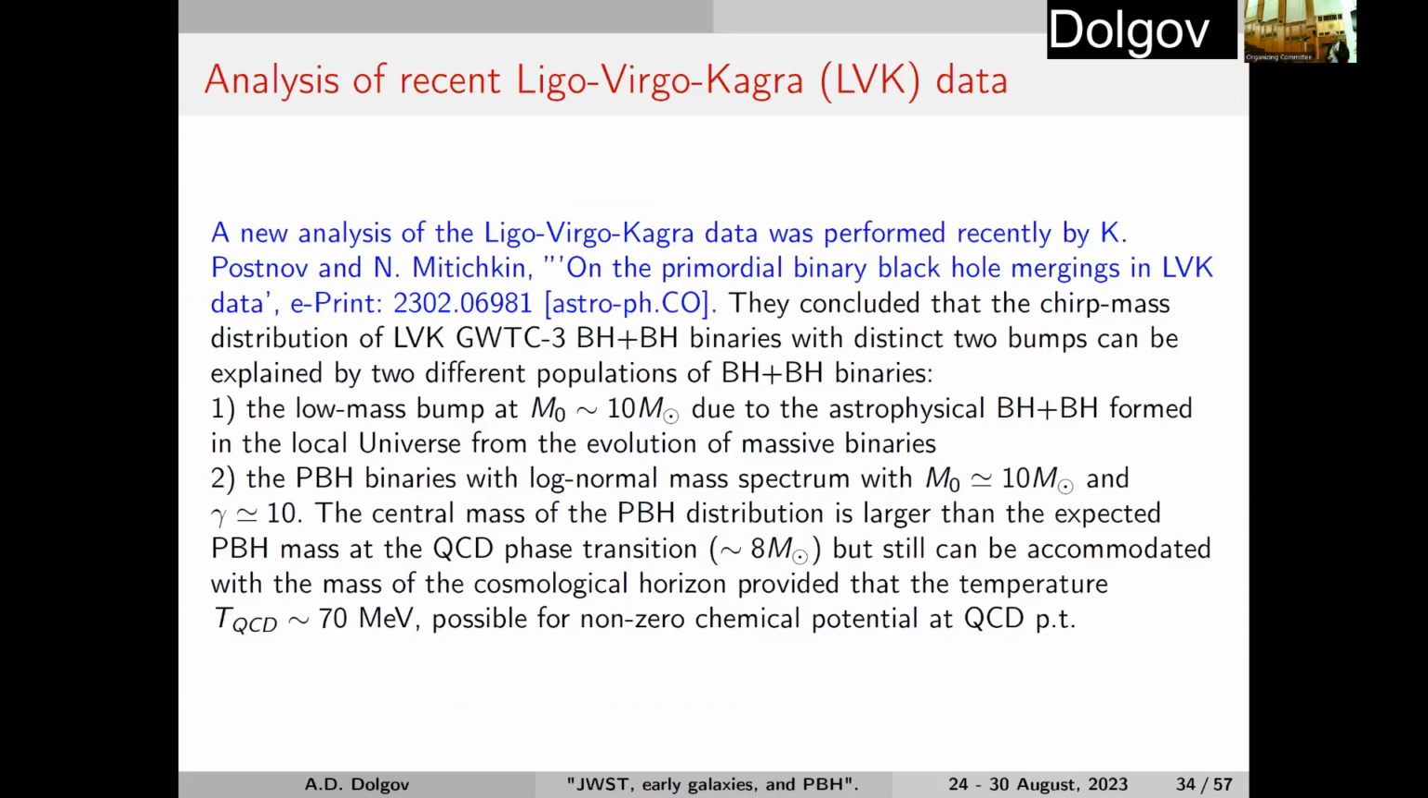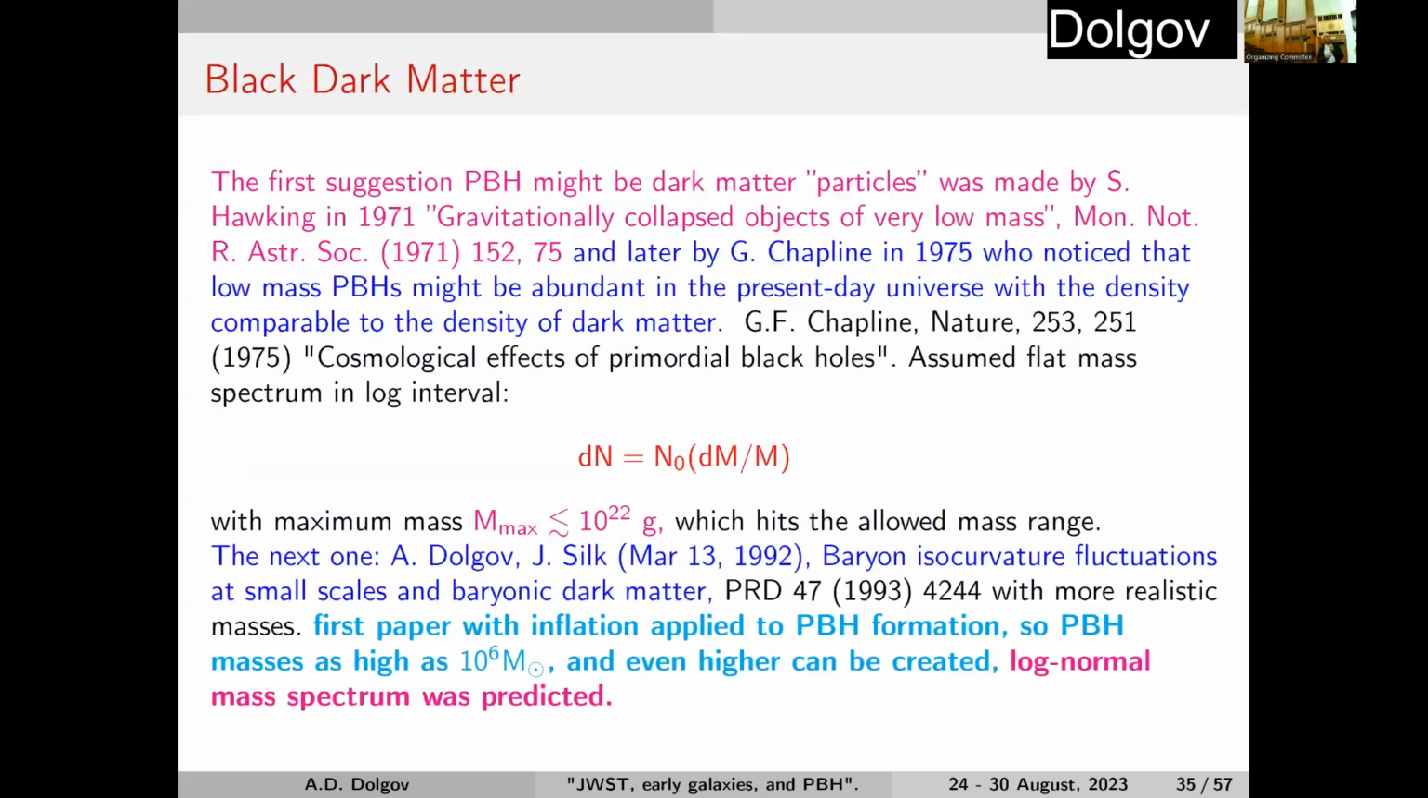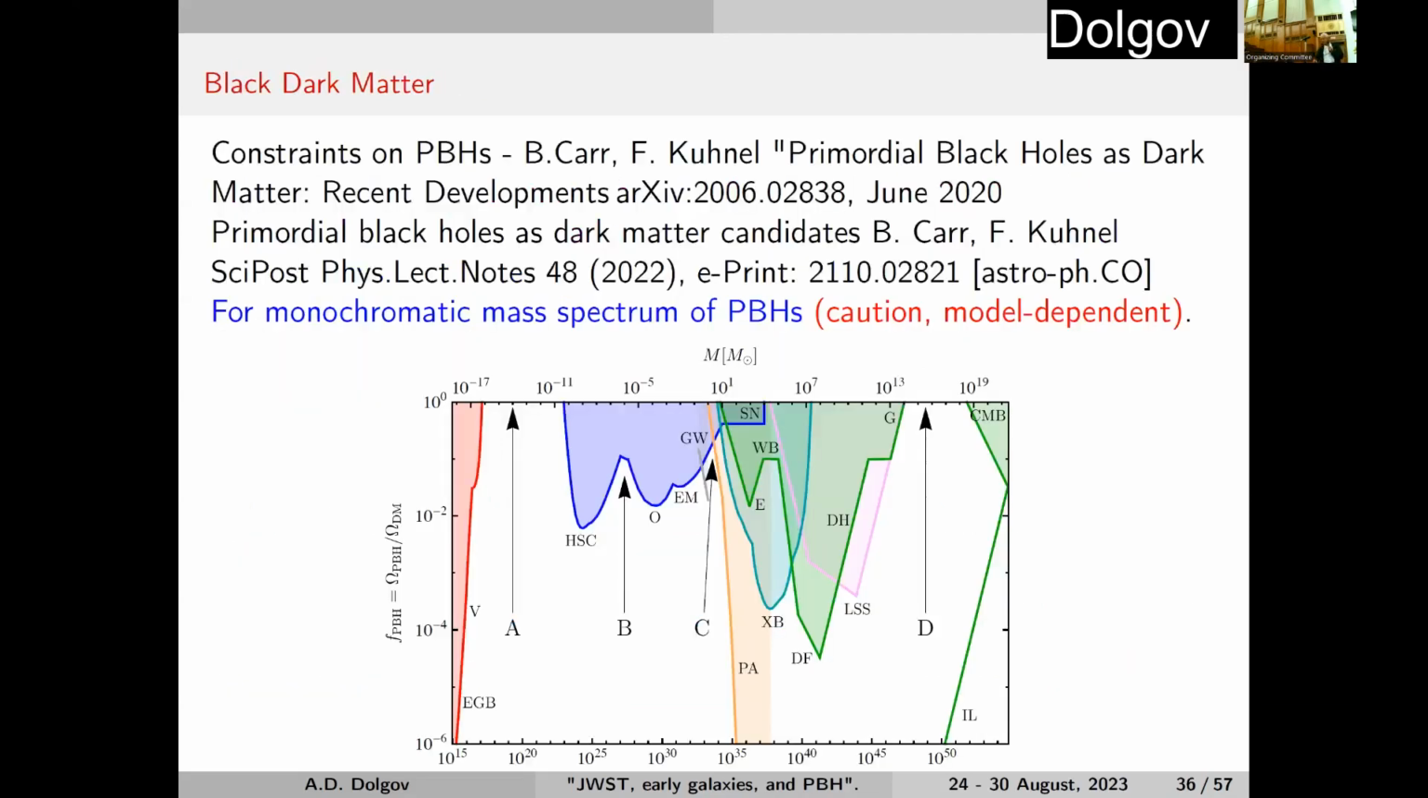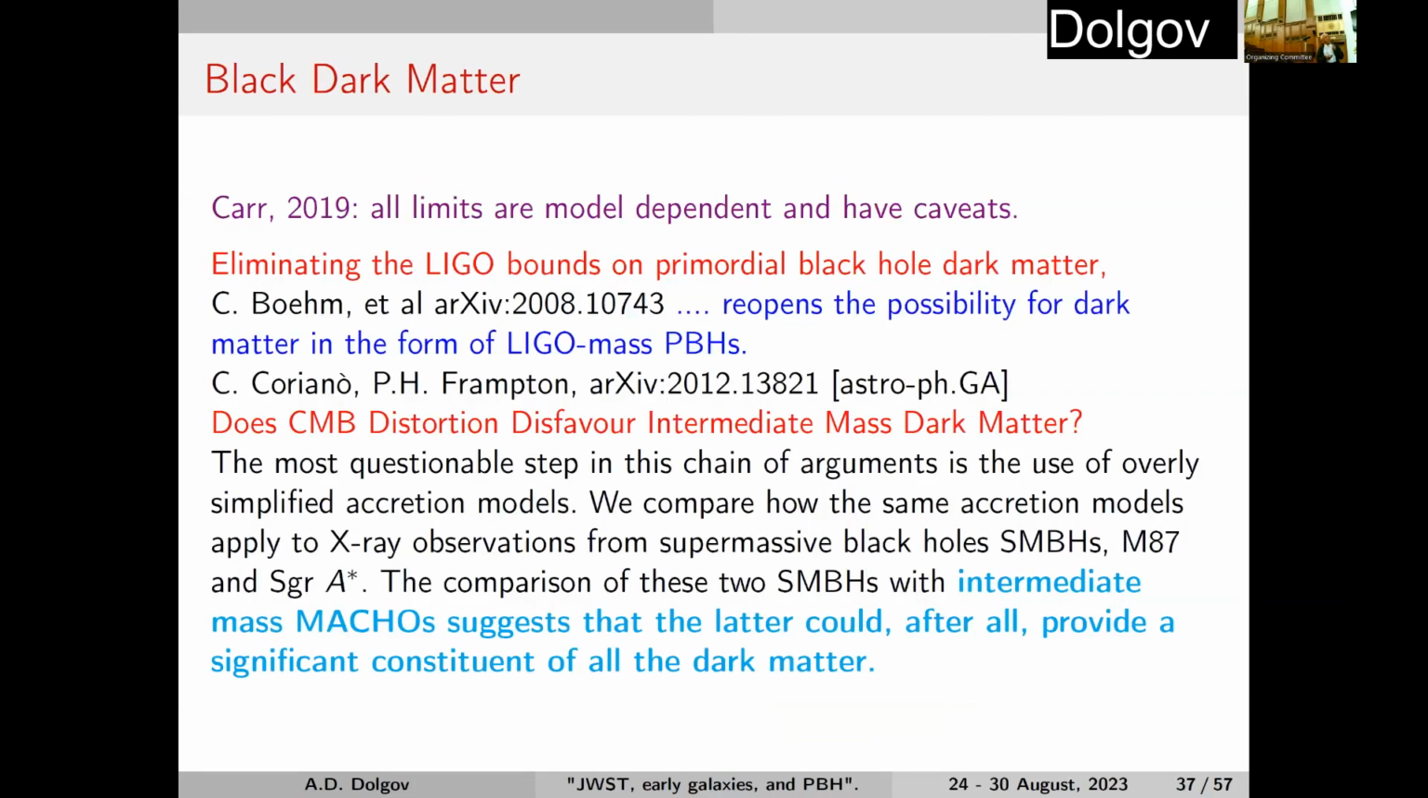It's some new analysis made by Pasnov and Mitichkin, and there is maybe some contradiction about dark matter made of black holes. There are strong limits which are presented here. Please give me 1 minute more. Okay, so we need black holes in this region. You see that they are forbidden, but according to Carr, in private conversation, and he mentioned in his talk, all these bounds are model dependent.